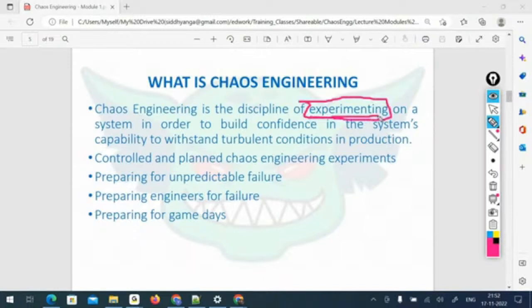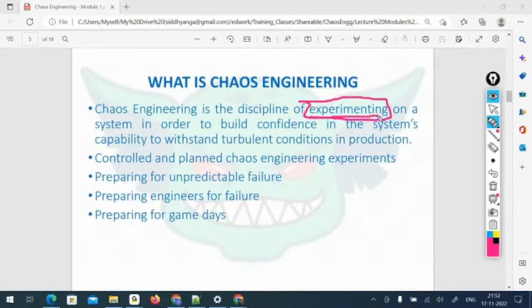Then the next is to withstand turbulent conditions. Let's go to the keyword production last. So next is withstand turbulent conditions. Now, my question to all of you is, what do you think will be the main difference between failover testing and chaos engineering?